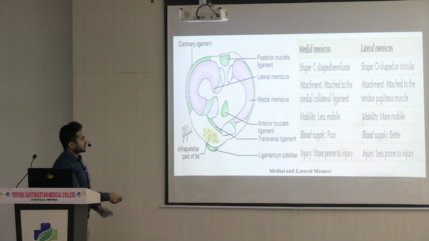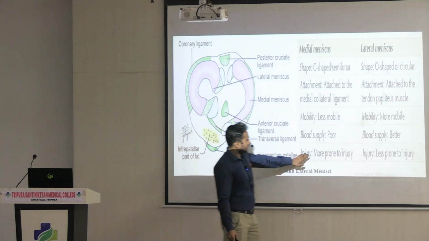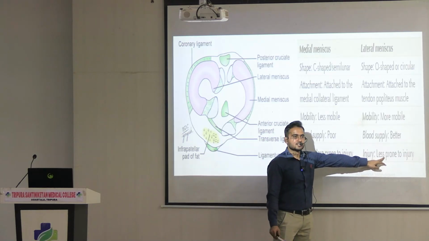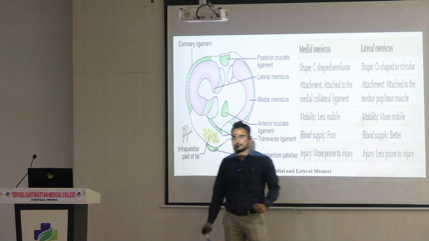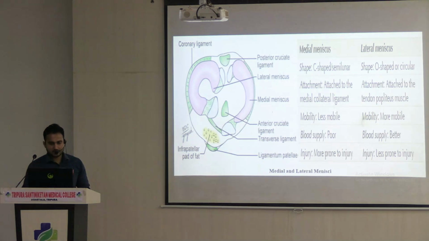Okay. Next, mobility. The medial meniscus is less mobile; the lateral is highly mobile. Blood supply, it is less in the medial; here it is better. Now, chances of injury in case of medial meniscus, it is more, and in case of lateral meniscus, it is less prone to injury because of the attachment. Okay? So these are some important differences.